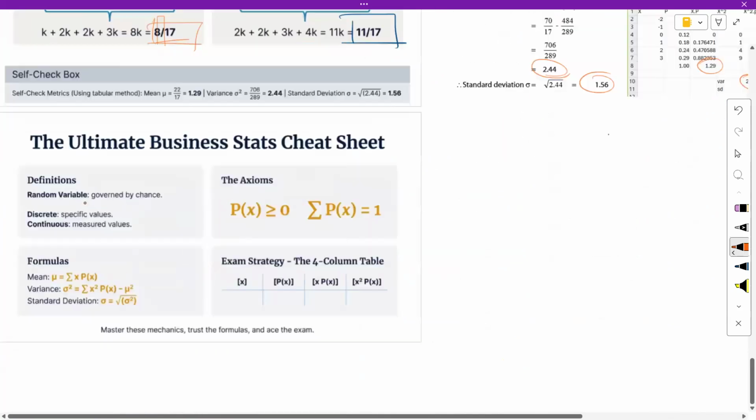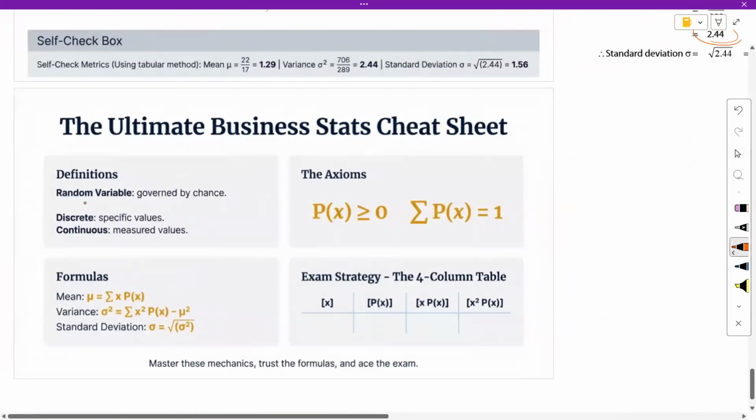Right. Now we come to the final slide of this session. The ultimate business statistics cheat sheet, the summary. The definition: random variable means the variable whose outcome is governed by chance. Discrete means it takes only specific values. And there are two types, right? Discrete random variable and continuous random variable. Continuous means measured value. It takes any value between a particular range. But the specific value, it's already defined. What are the values?